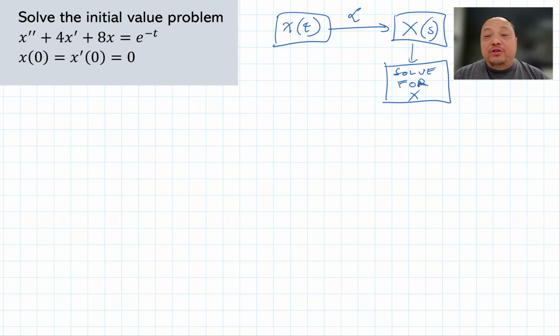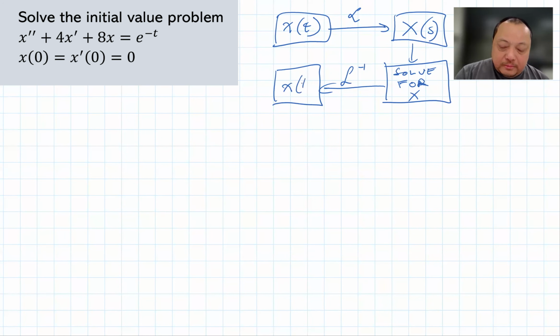In some situations, this solving step involves algebra, no calculus whatsoever. In some other situations, you may have to solve a differential equation, but it will be of a lower order than the equation you started with. And then in steps 3 and 4, you do the inverse. So when you do the inverse of Laplace, you get back to your solution.